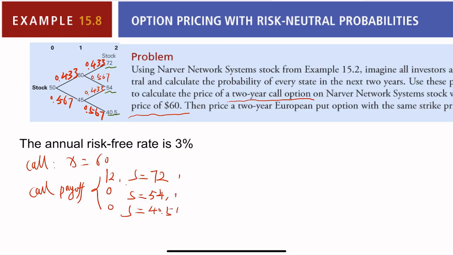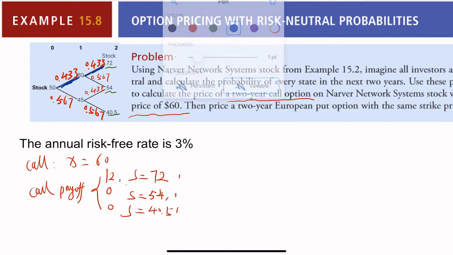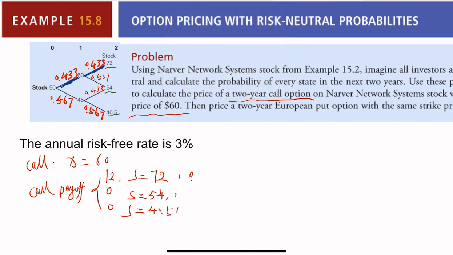Now, what is the probability that the stock price would turn out to be 72? Well, you can see that it has to go up first like this, and then the path would be like this. So this means the probability is 0.433 squared, right? And the total probability of these two other cases would be 1 minus 0.433 squared.